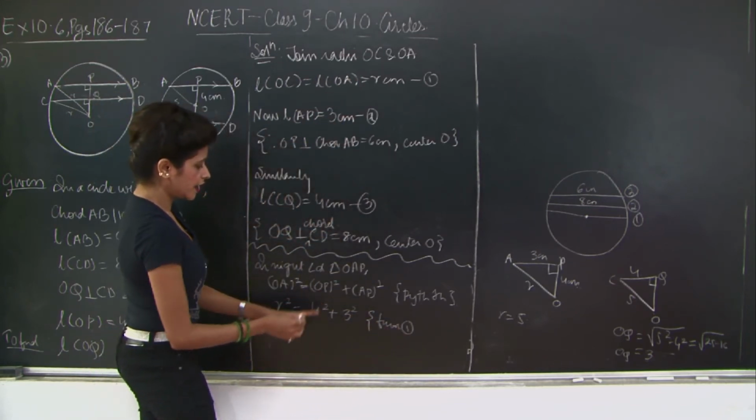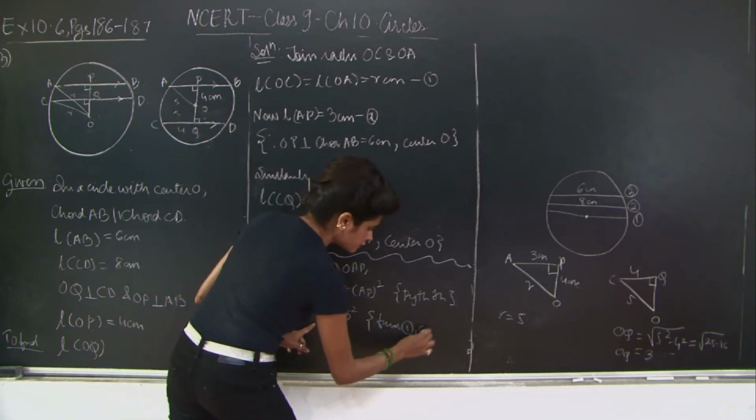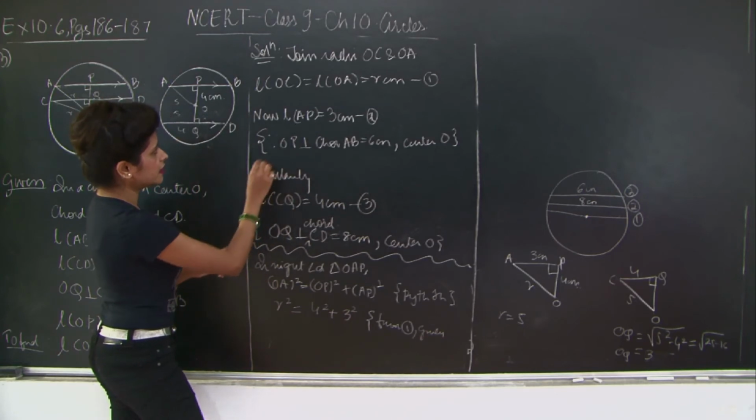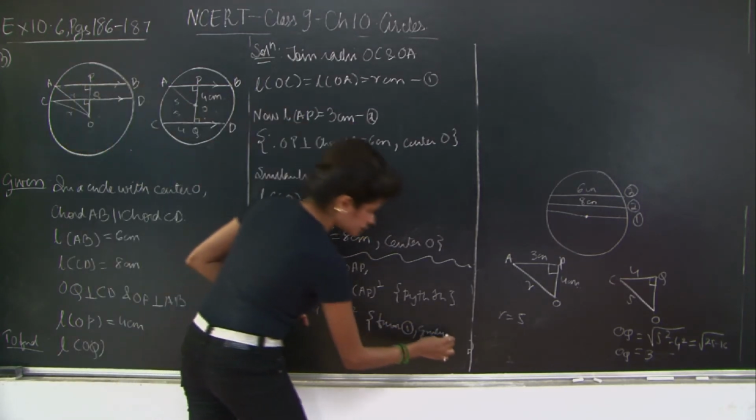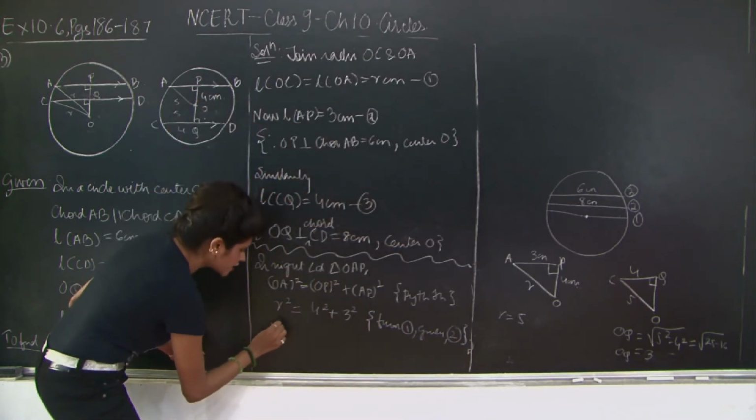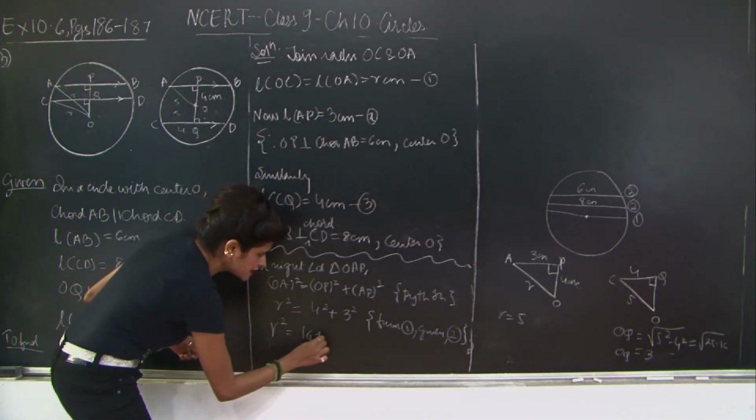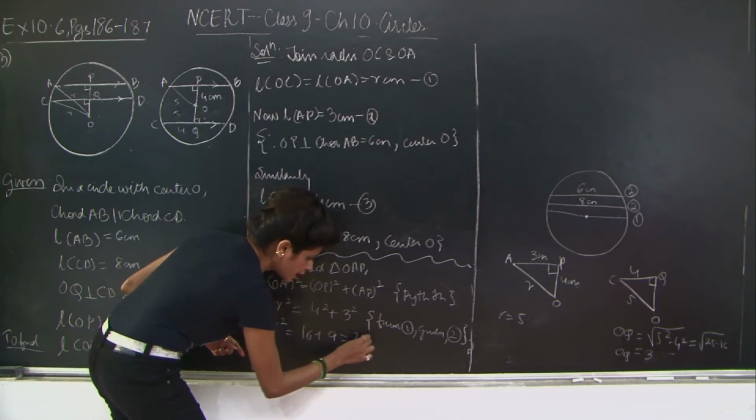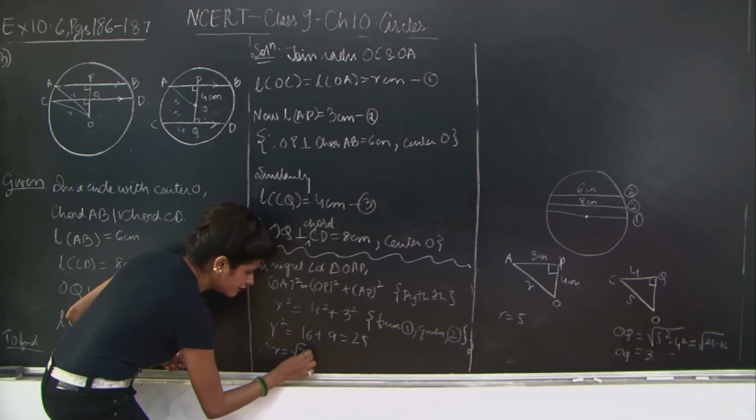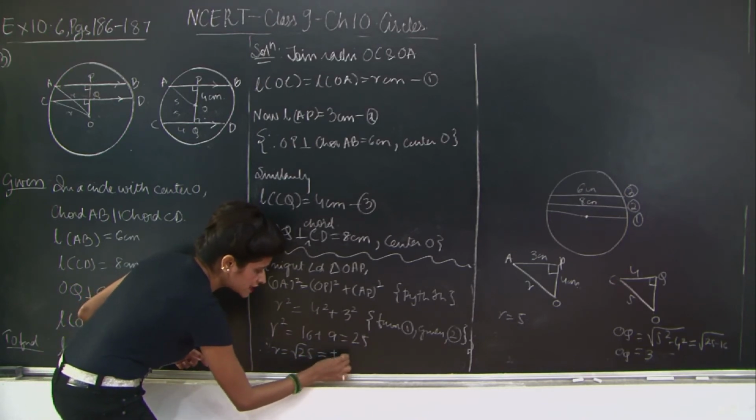OP, where do you get OP from? This is given. And AP. AP is here 2. Right? Therefore, you get r square is equal to 16 plus 9 which is equal to 25. Therefore, r is going to be under root of 25 which is equal to plus or minus 5.